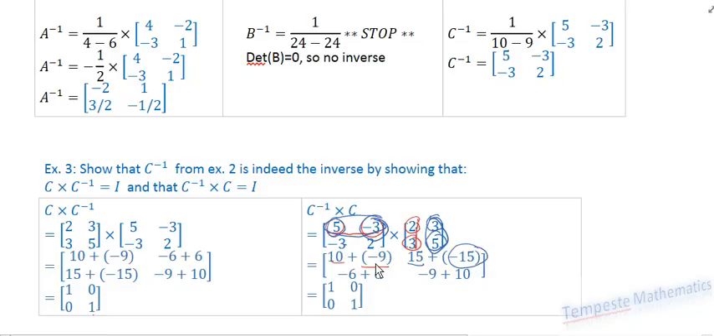Negative 3 times 2 is negative 6. 2 times 3 is positive 6. Negative 3 times 3 is negative 9. 2 times 5 is positive 10. Again, giving us the good old identity matrix. So check, this process does indeed work. So now you'll have a good chance to practice working through some of the questions in 3.3.